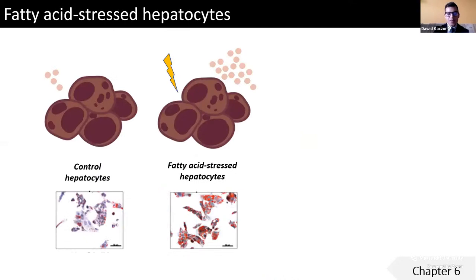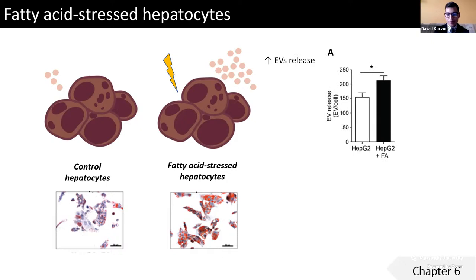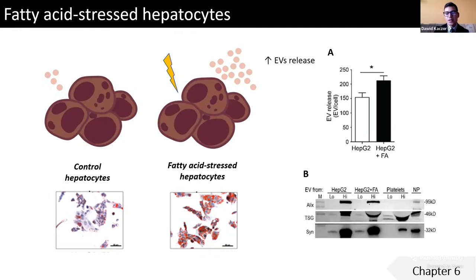In these experiments, hepatocytes were stressed with fatty acids, and their steatotic phenotype can be appreciated in micrographs with Oil Red staining. While under normal condition hepatocytes released considerable amounts of EVs, after treatment with fatty acids the secretion was more pronounced. Moreover, Western blot analysis confirmed the presence of exosome markers such as ALIX, TSG101, or syntenin.